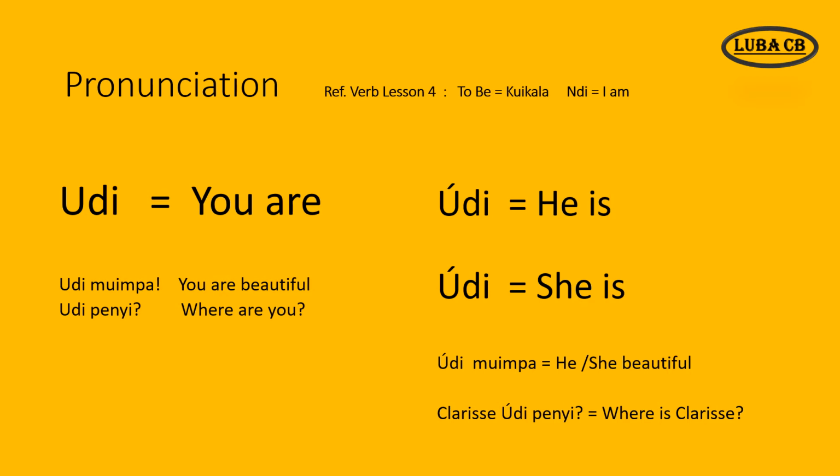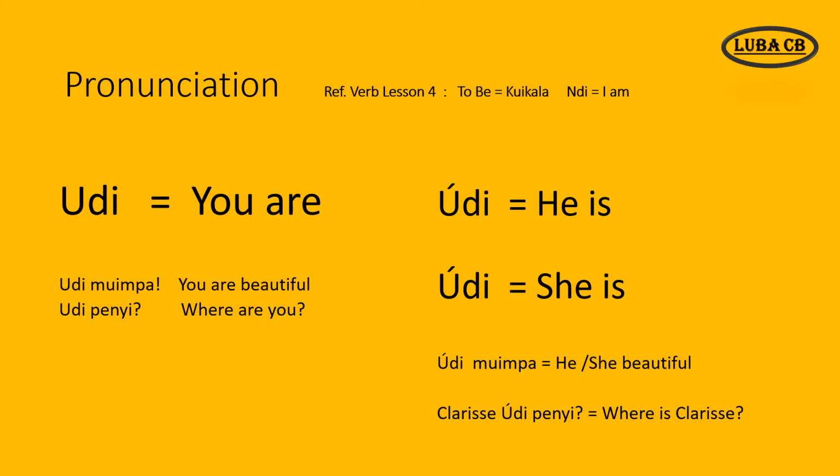Uji Mwimpa. She is beautiful or he is beautiful. Clarice Uji Penye. Where is Clarice? So I'm going to say you are three times. I will pause. Then I will say he and she is three times so you can hear the difference.